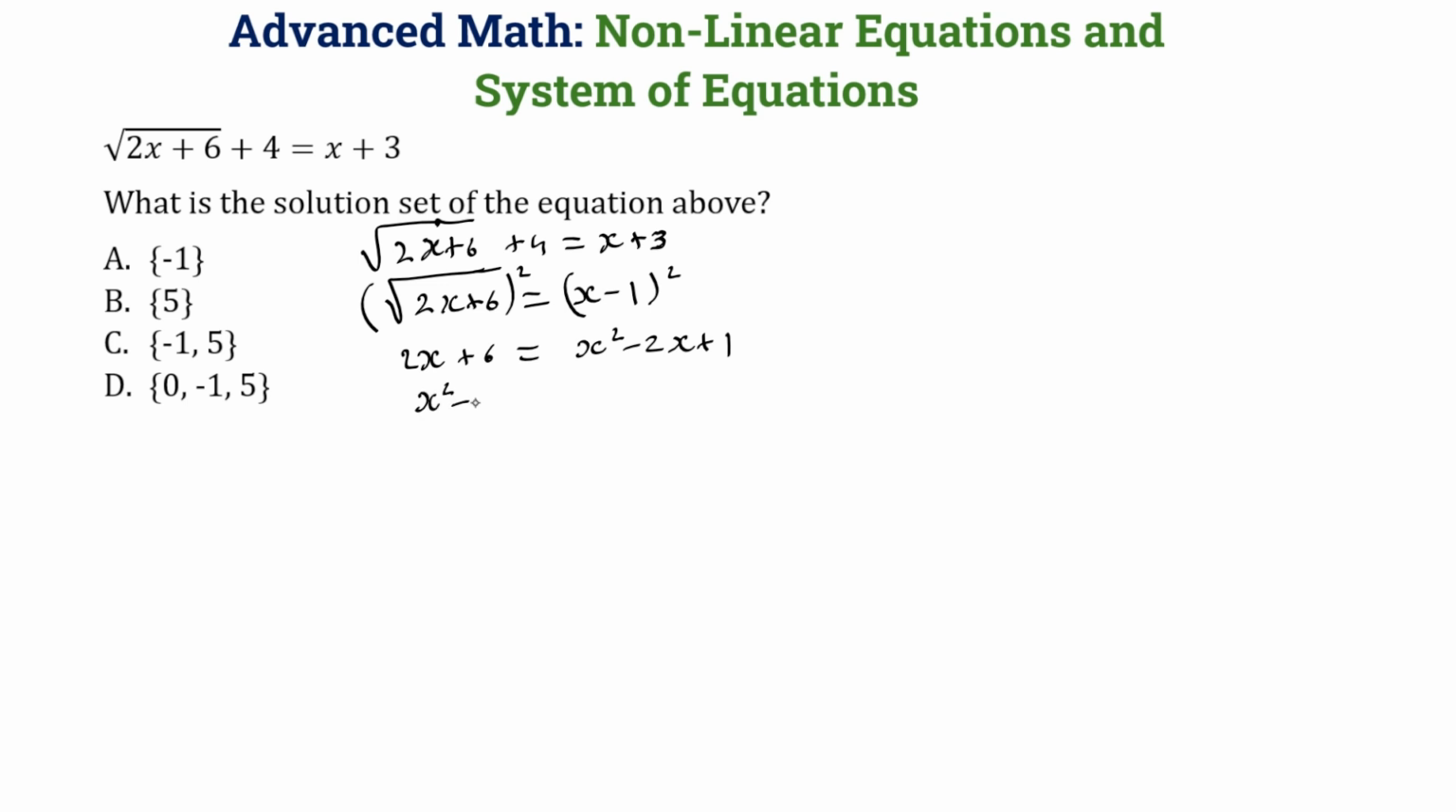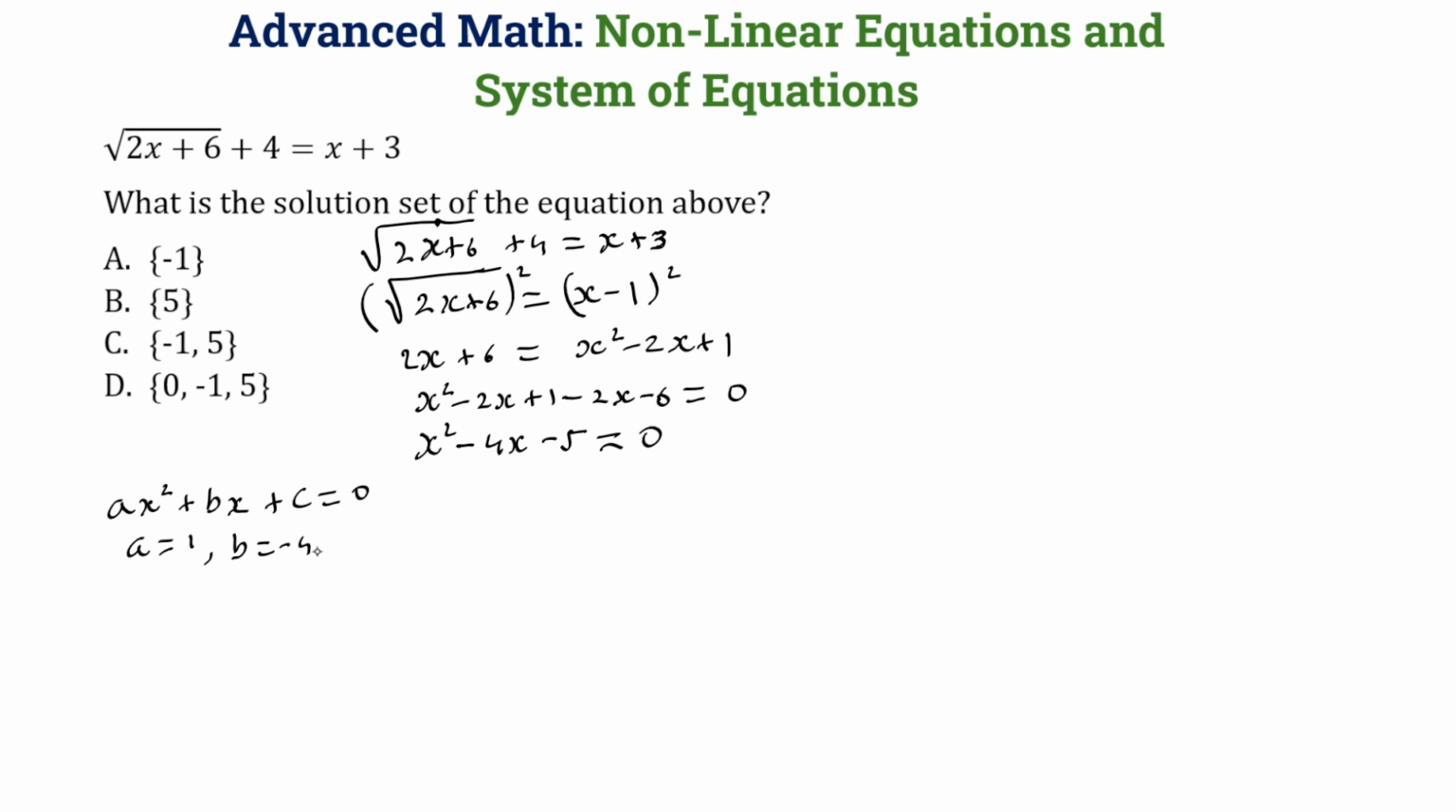So we'll get x squared minus 2x plus 1 minus 2x minus 6 is going to be equal to 0. And so we'll get x squared minus 4x minus 5 is going to be equal to 0. So here, this equation is similar to the quadratic equation ax squared plus bx plus c equals 0, where a is 1, b is negative 4, and c is negative 5.